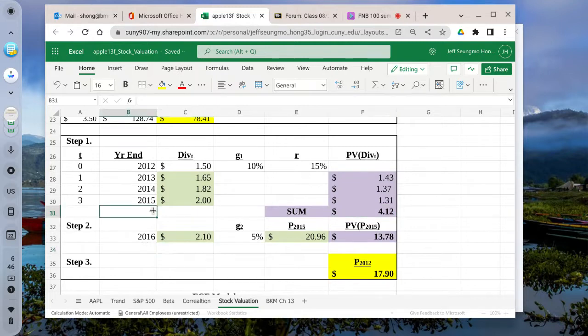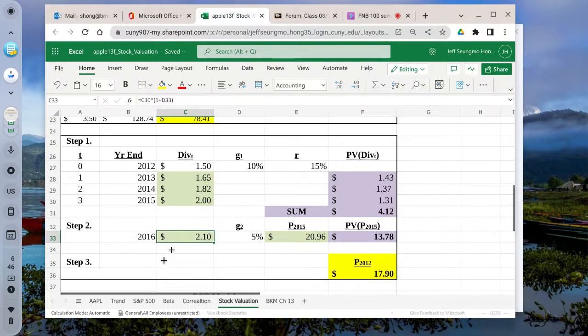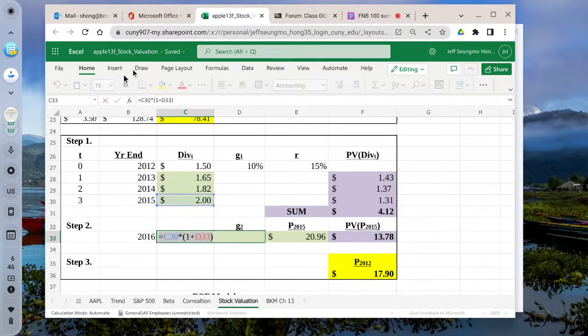And then after 2015, it goes into a steady, constant growth rate of 5%. So that means we are using the Golden Growth Model. Dividend at time t plus 1 can be simply predicted by dividend at time t times 1 plus g. We come to $2.10.